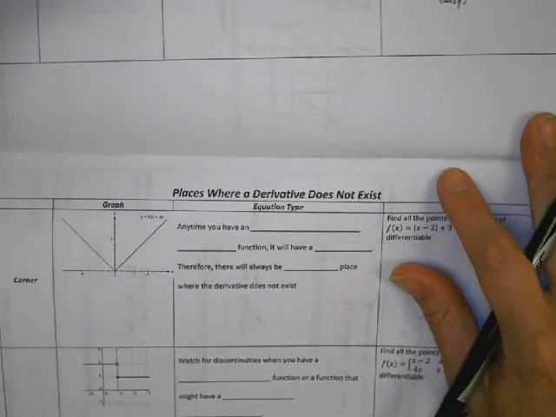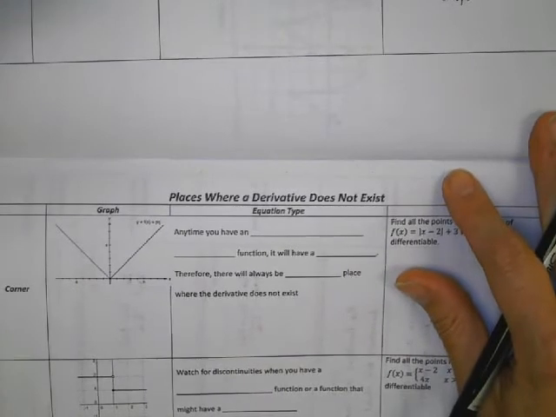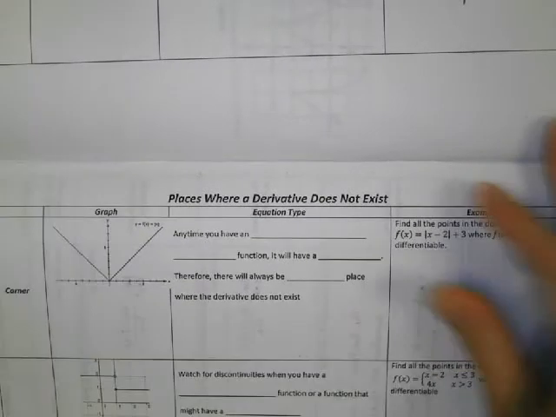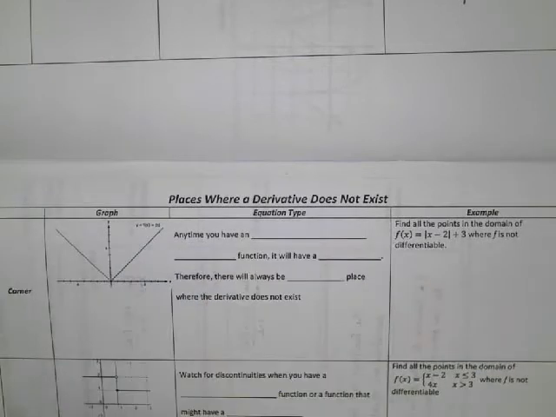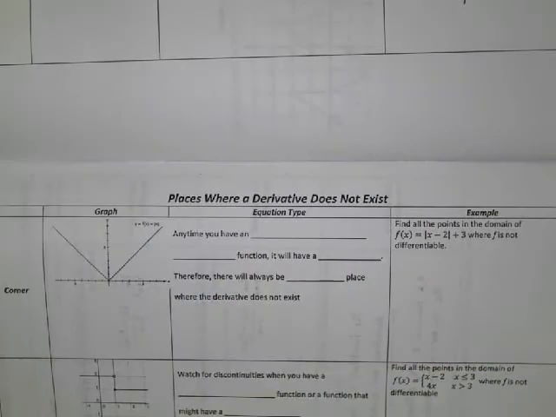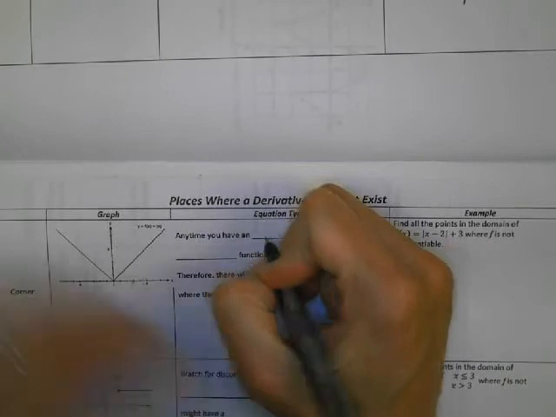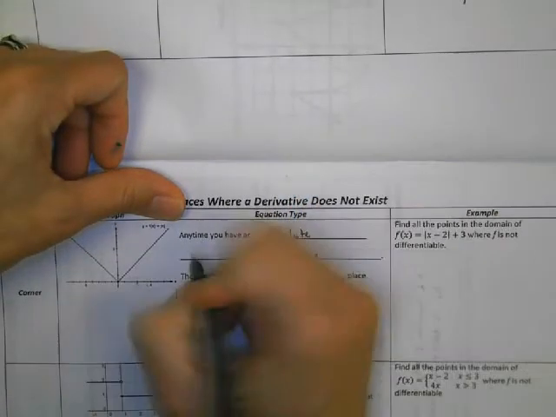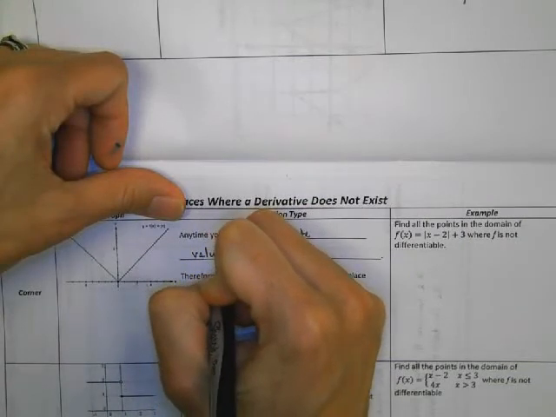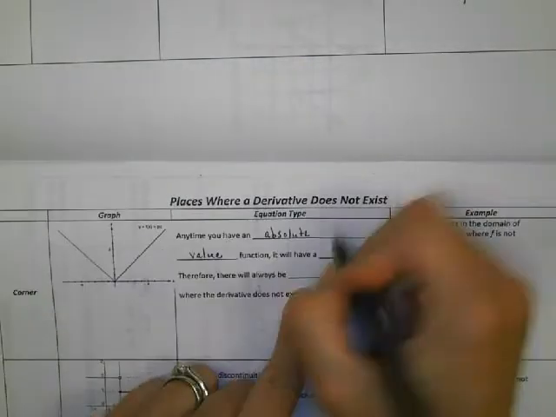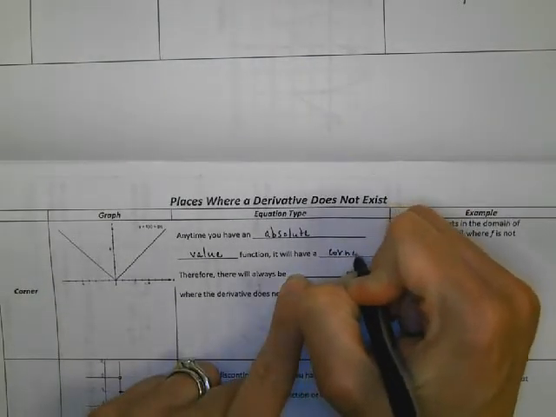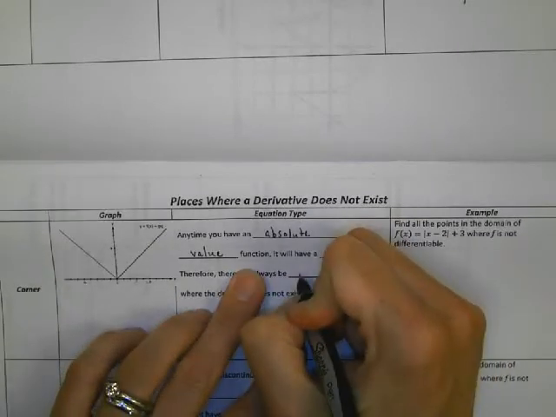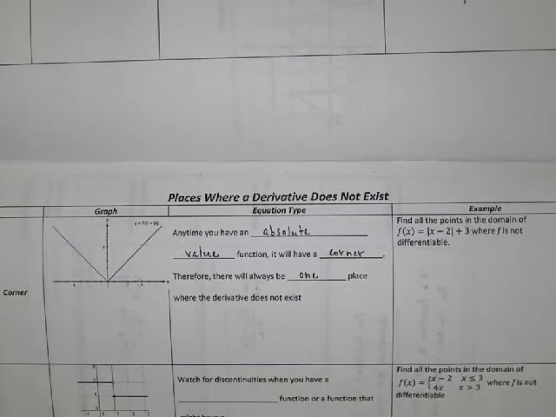The next kind of issue we can encounter with differentiability is something we call a corner point. And you can see that illustrated in the graph here, where it comes to that V shape, we call it a corner. And this is going to happen anytime we have an absolute value function. So anytime we have an absolute value function, it will have a corner. Therefore, there will always be one place, again, where that derivative doesn't exist.